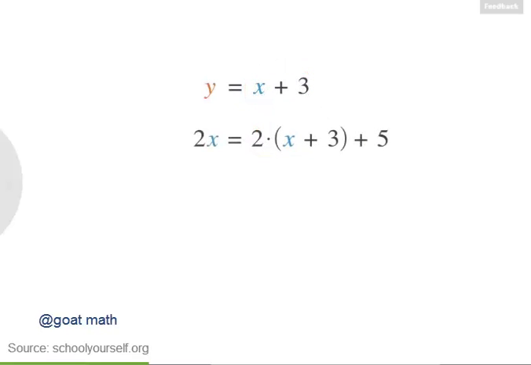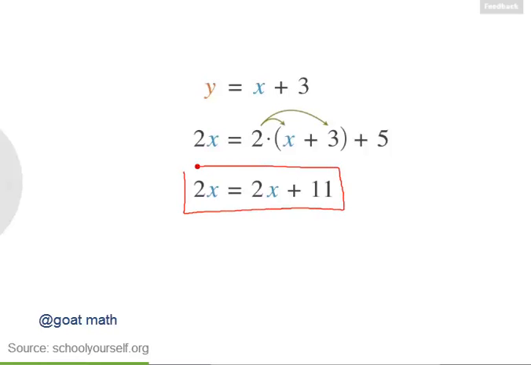So let's replace that y with x plus 3. So 2 times y has become 2 times x plus 3 in parentheses. We can simplify this expression by distributing the 2. So 2x equals 2x plus 6, and we still have the plus 5 over here. Adding 6 and then 5 is the same as adding 11. So here's our equation for x. 2x equals 2x plus 11.